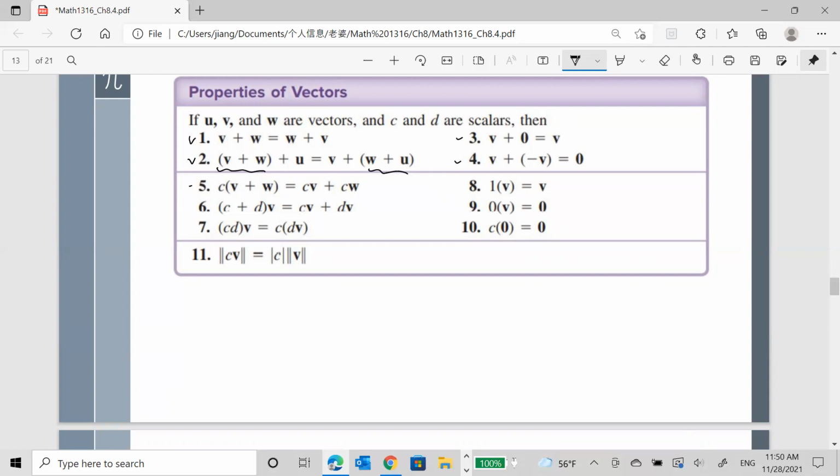Number 5, C times (V plus W), we can do the distribution, so it equals CV plus CW. Number 6, (C plus D) times V equals CV plus DV. We distribute the V. And then number 7, (C times D), two scalars, times V equals C times (DV). Next one, number 8, 1 times V is V. Number 9, 0 times V is 0. Number 10, C times 0 is 0.